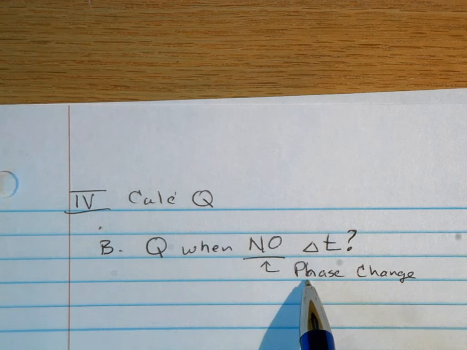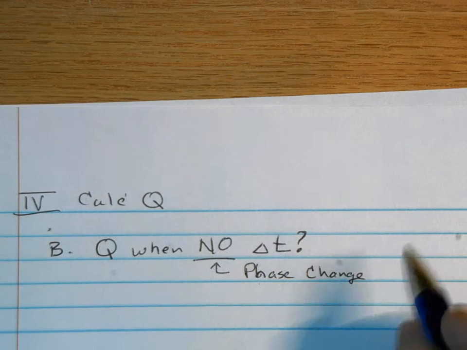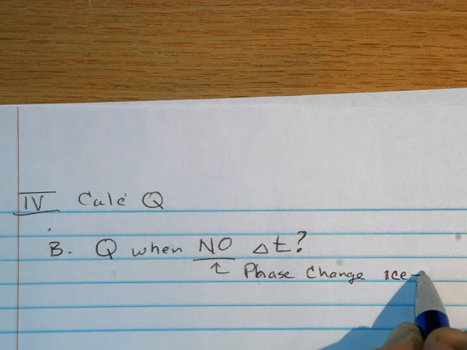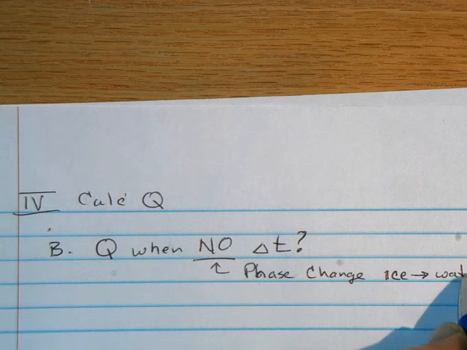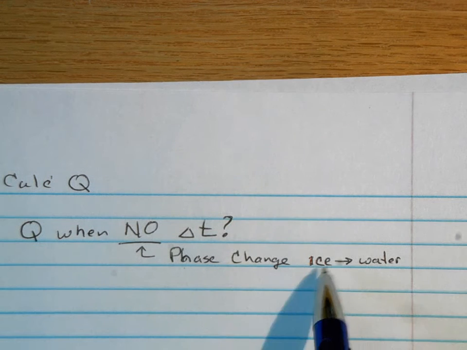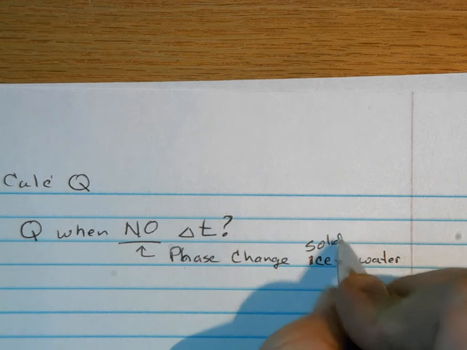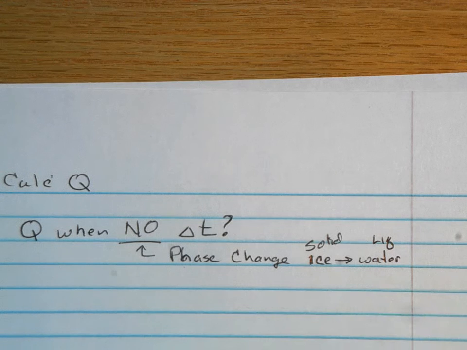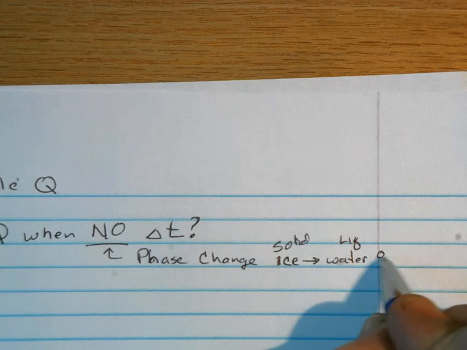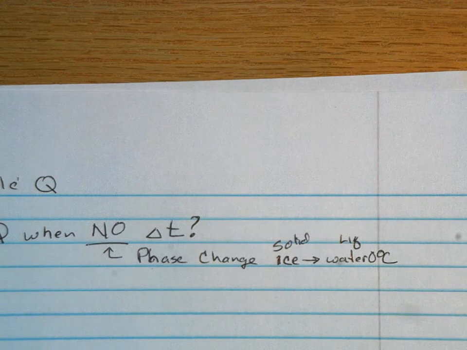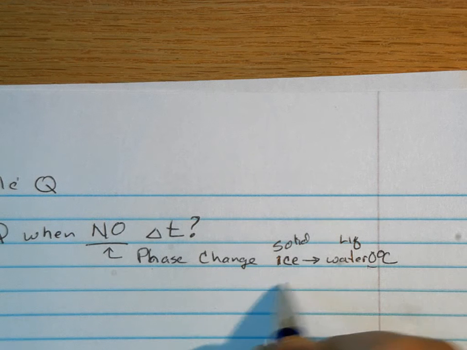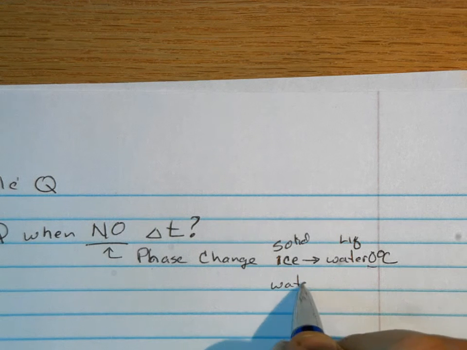When we are going from, let's say, we'll use water, we're going from ice changing into water. During that process, until all of the ice is melted, that is a phase change. We're going from a solid to a liquid, and there's no temperature change there. If it's water, it's going to stay at 0 degrees Celsius.